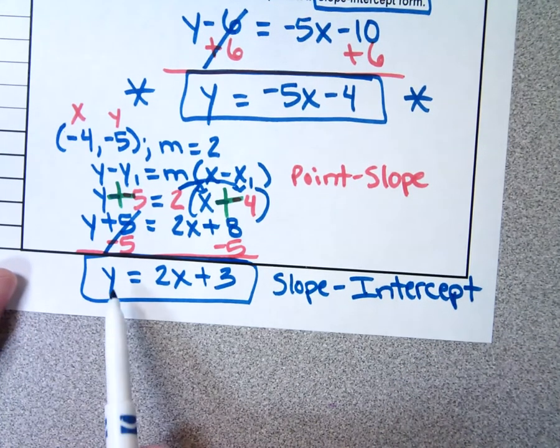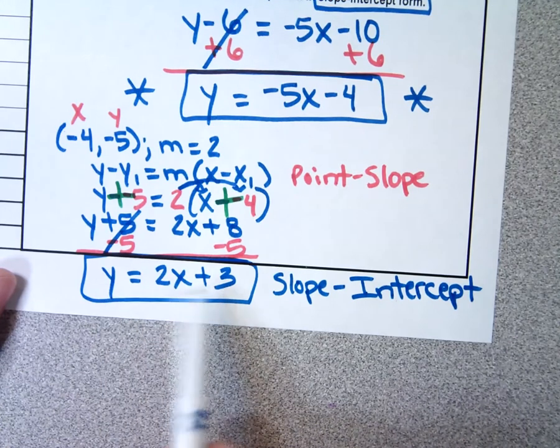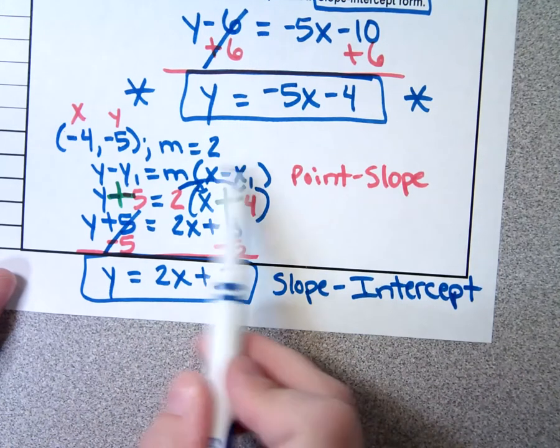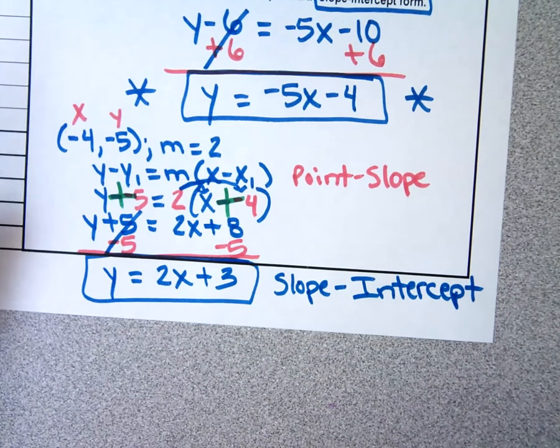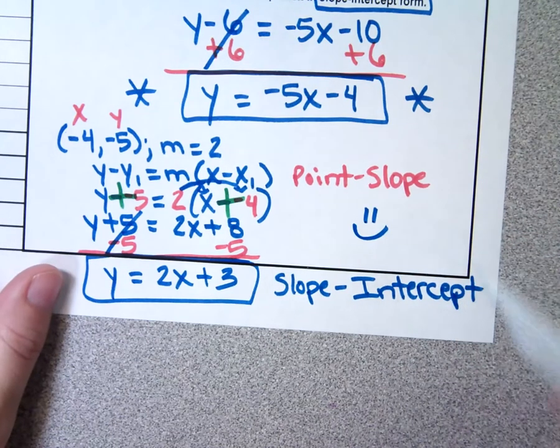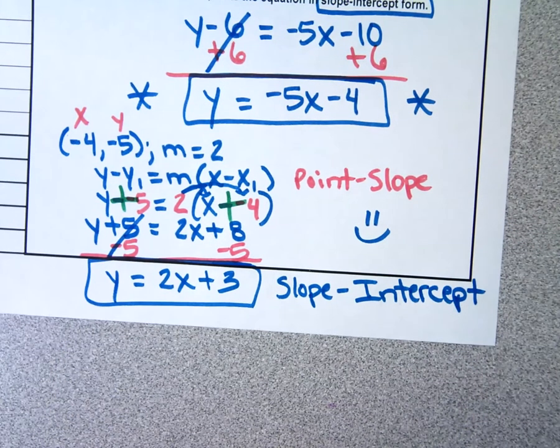So slope-intercept form is y equals mx plus b. Point-slope form looks like this guy right here. All right. What are you thinking? Not too bad? Let's give it a little smiley face and turn the paper over.